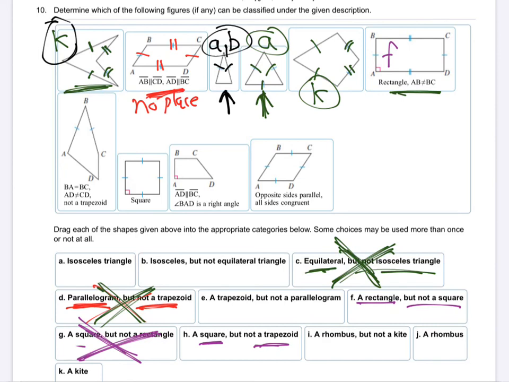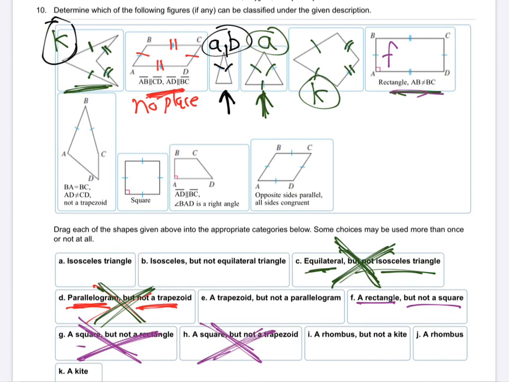A square is a perfect kite. A square is a perfect rhombus. A square is the perfect 4-sided shape. He fits almost all those categories. He's the perfect of everybody, isn't he? Right? Square's got it all. Top and bottom are parallel. Right and left are parallel. All 4 sides are the same, like a rhombus. These are the same, like a kite. He's got it all. So you can't be a square but not a trapezoid. That's another bogus category. Those are all bogus.